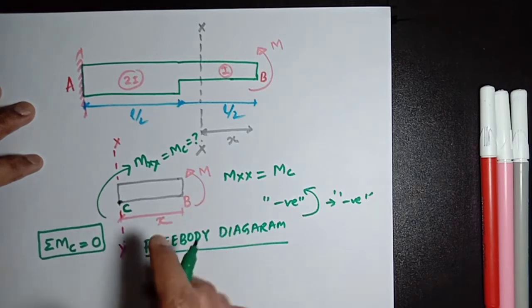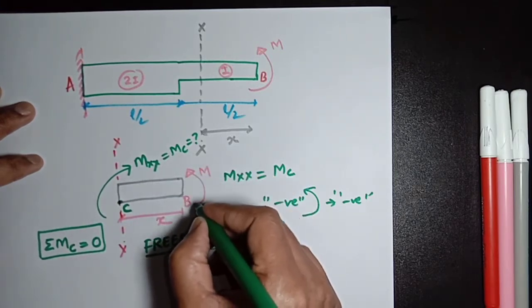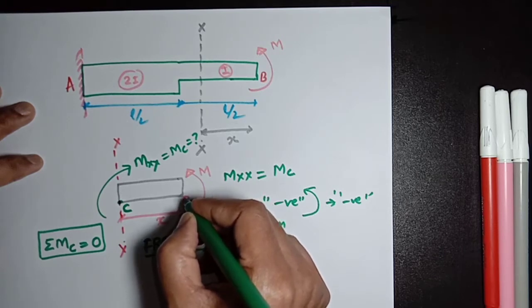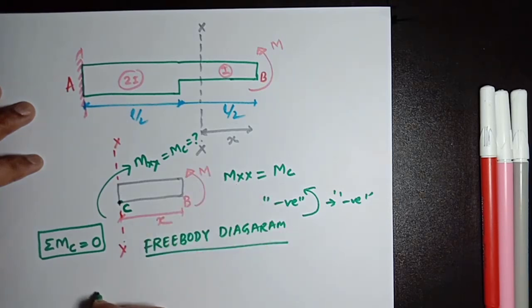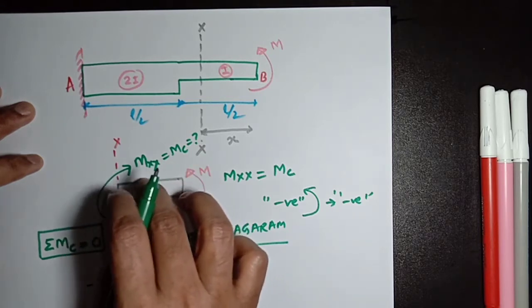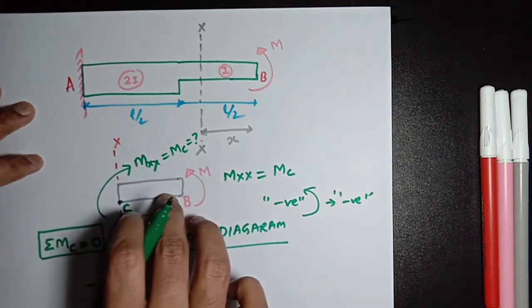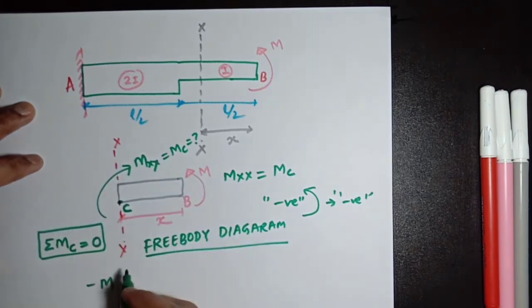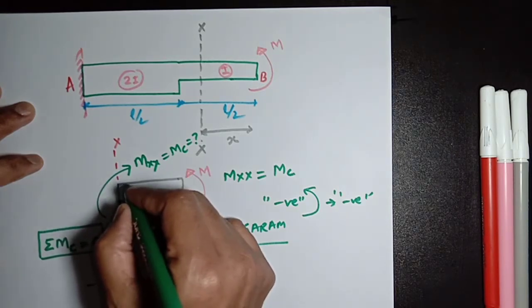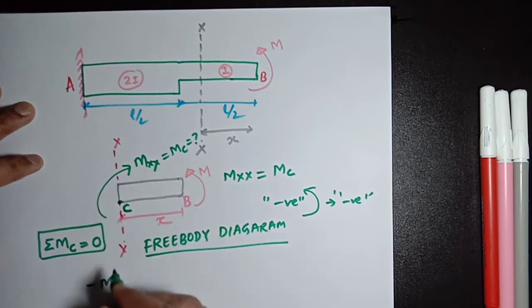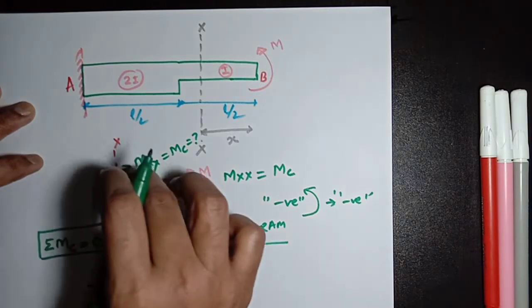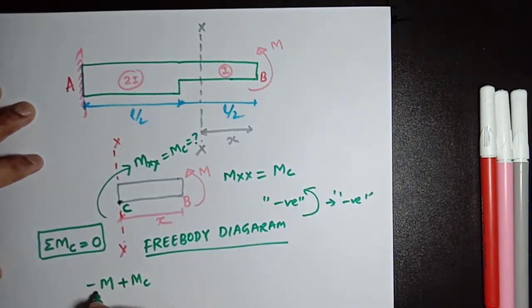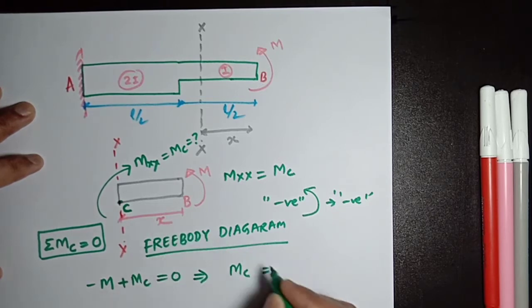From this we can draw here the moment M, which is the applied moment at the point B, in anticlockwise direction, so we take it as minus M. There is no loading acting in this part CB of the beam, so there will be no moment created. But there is a moment which is our part of analysis, that we have assumed we are going to find out as Mc, acting in clockwise direction. So minus M plus Mc will be equal to 0. So the moment at C, Mc, will be M.